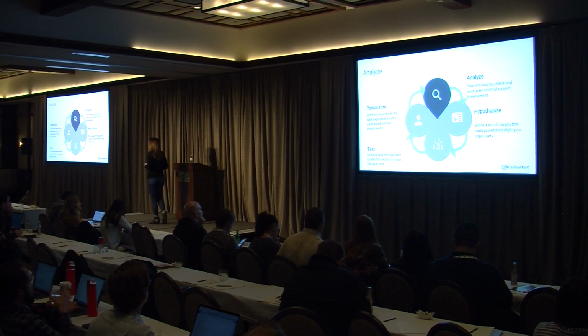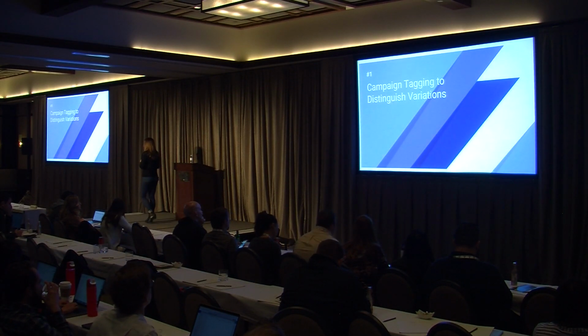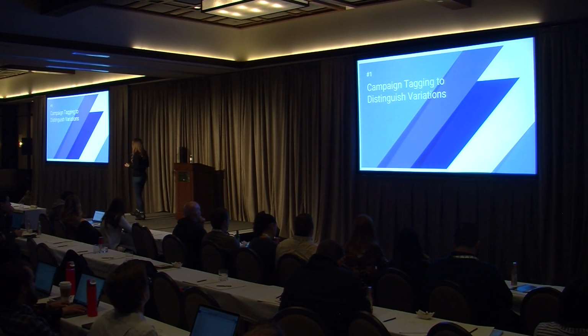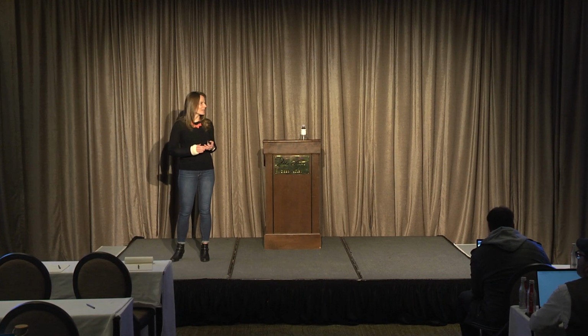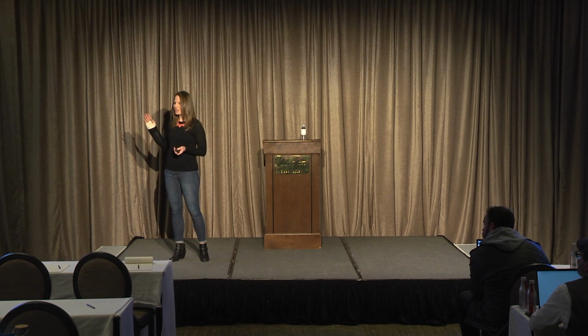Okay, let's start with analysis. So as I mentioned, I've got 5 tips here for you. The first is making sure that you're using campaign tagging to distinguish your variations. Does everybody know what I mean when I say campaign tagging? UTM tagging? You guys familiar with that?